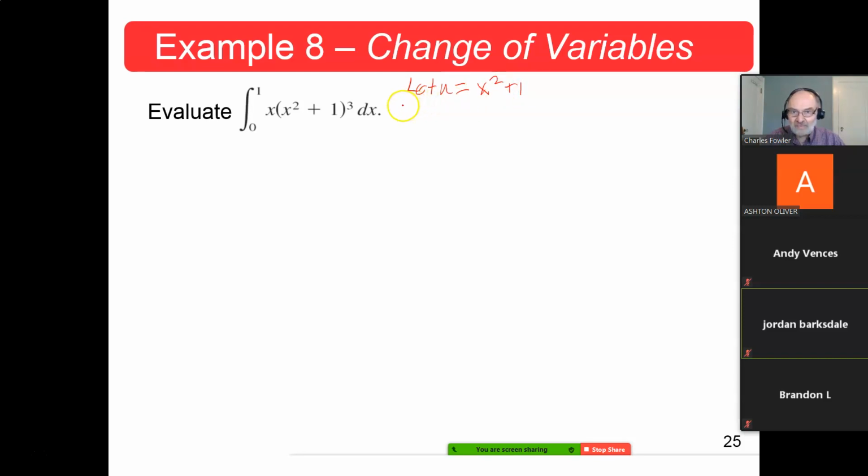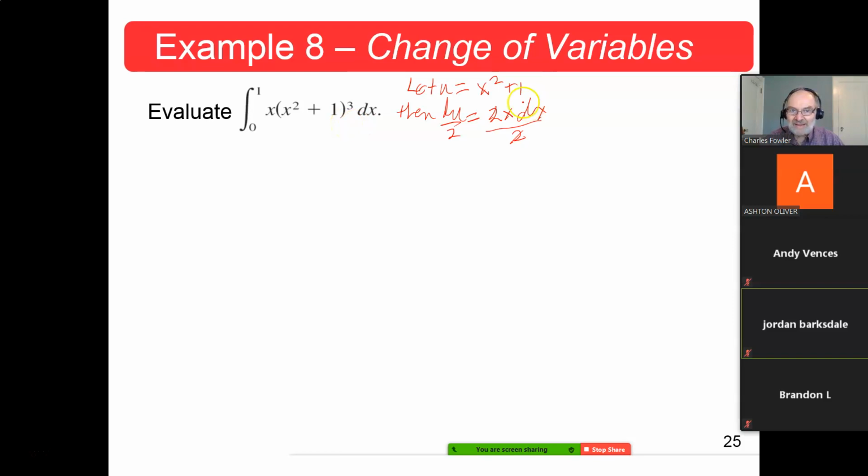Okay. What do we always follow the let with? And du is equal to what? 2x dx. Perfect. Okay. Now we don't have a 2x dx. We have an x dx. So let's divide this by 2 and divide that by 2. That'll wipe out the 2's here. Now we have, this is du over 2 here, and this is u to the third.